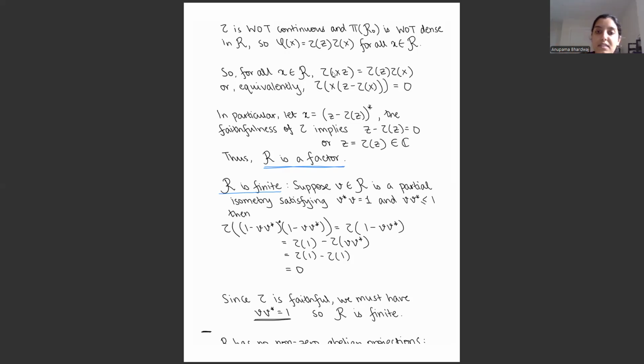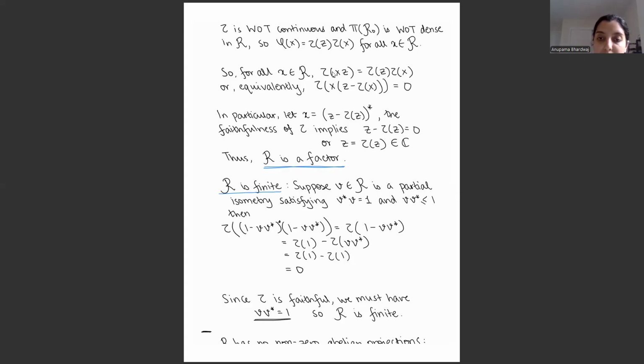Suppose we have an element V in R that is a partial isometry satisfying V star V equals 1. So what we would have is tau of (1 minus VV star) star times (1 minus VV star) is equal to tau of 1 minus VV star. And how do we get that? We get that equality by opening up the brackets, because (1 minus VV star) star is just going to be 1 minus VV star. And then again, just evaluating the brackets and using the fact that V star V equals 1, we would get tau of 1 minus VV star.